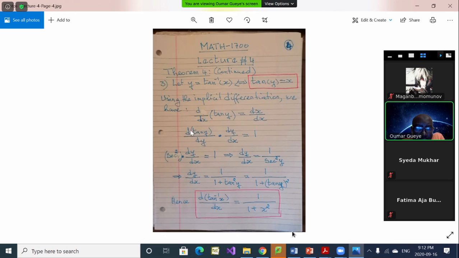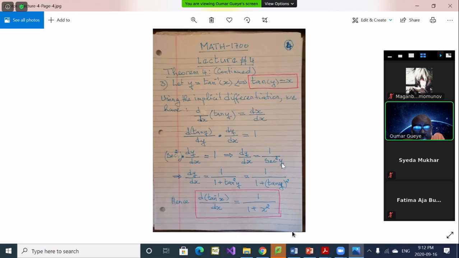Now I'm going to differentiate tan of y with respect to y. And based on what you did in Math 1500, the derivative of tan of y is secant squared of y. That's exactly what we got here. So this is the derivative of tan of y with respect to y, times dy by dx, equal to 1. And when we isolate dy by dx, we have to send secant squared of y to the denominator on the right-hand side. So you will get dy by dx equal to 1 over secant squared of y.